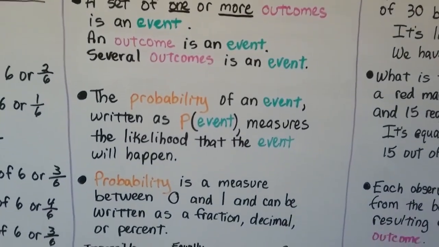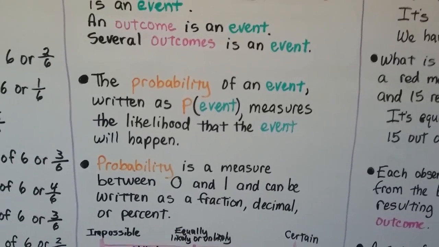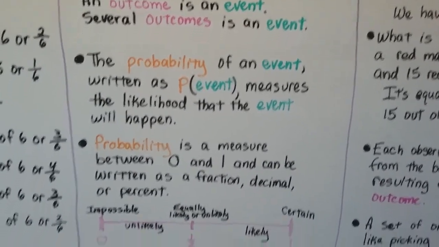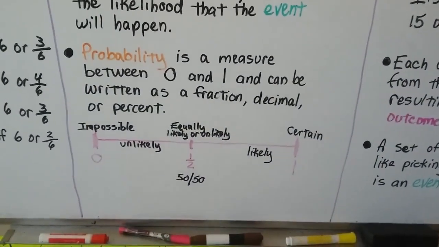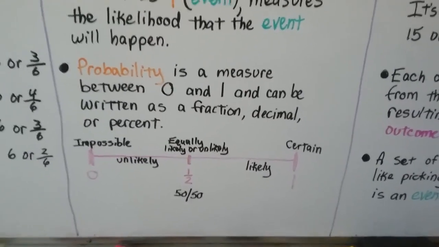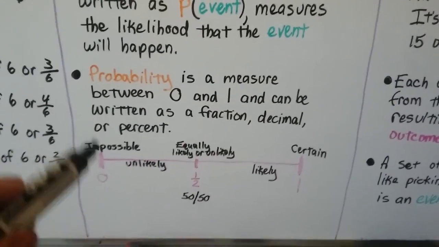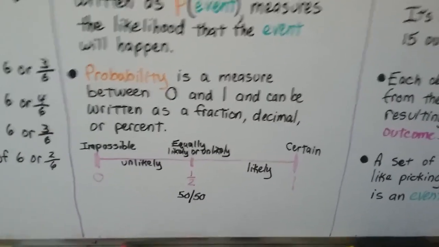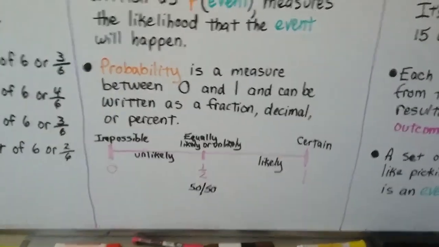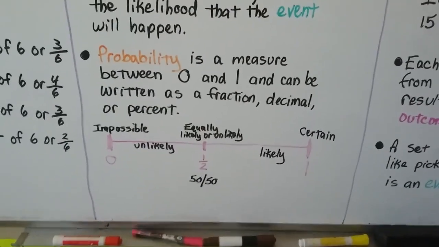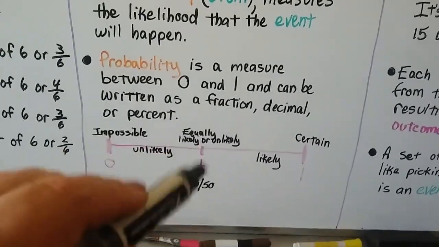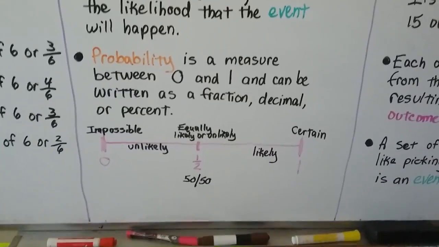The probability of an event, written as P(event), measures the likelihood that the event will happen. The probability is a measure between 0 and 1, and it can be written as a fraction, a decimal, or a percent. If there's no chance of something happening, it's impossible, it would be a 0. If it was definitely going to happen, then it would be a 1. That would be certain. And if we had a 50-50 chance of it happening, or half a chance, then it would be right here. It would be equally likely or unlikely. It could go either way.